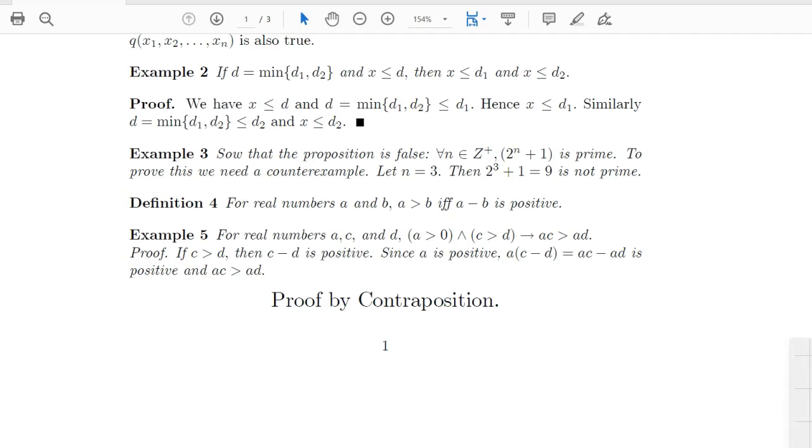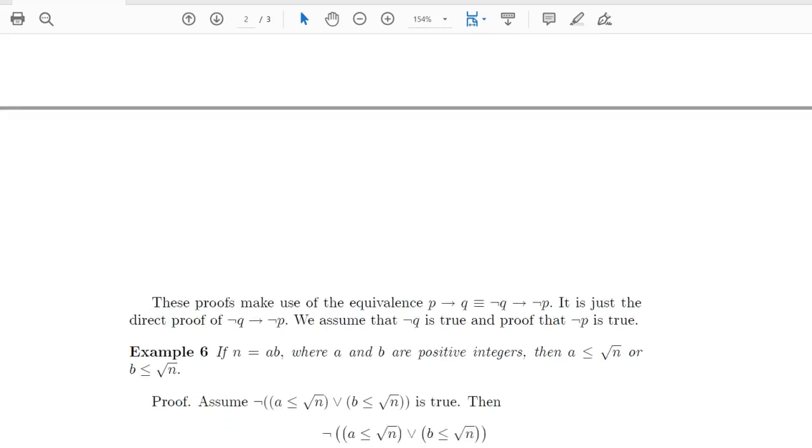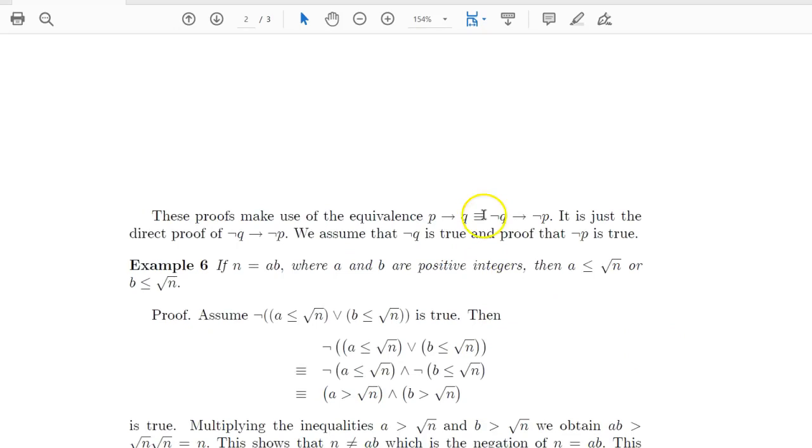Proof by contraposition. These proofs make use of this equivalence: if P then Q is equivalent to if not Q then not P. We know this equivalence from before. And proof by contrapositive is just the direct proof of if not Q, then not P. The direct proof of this is called proof by contrapositive for if P then Q. That is, you assume that not Q is true, and we prove that not P is true.